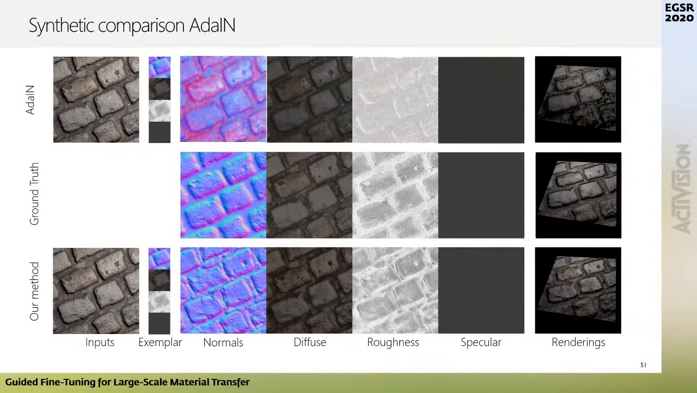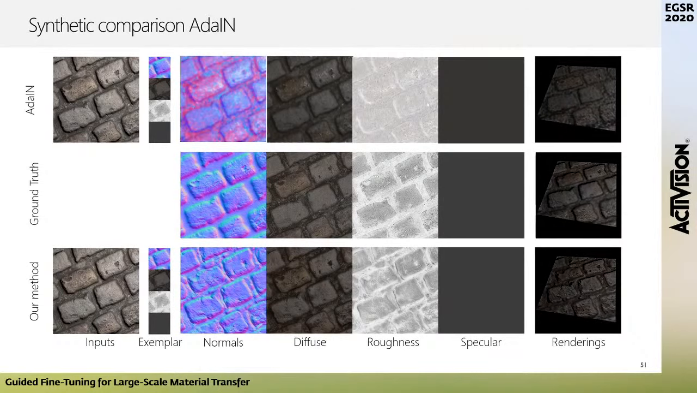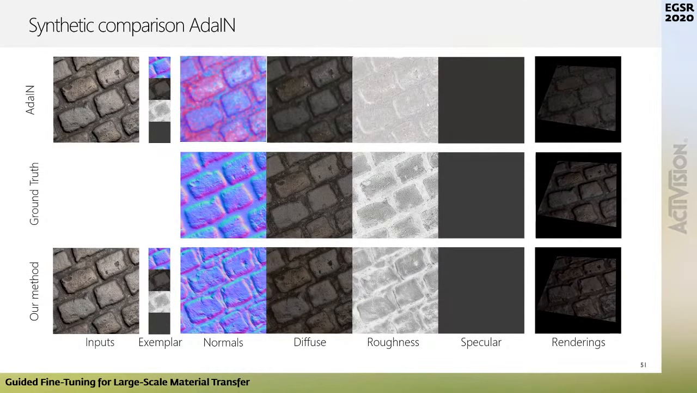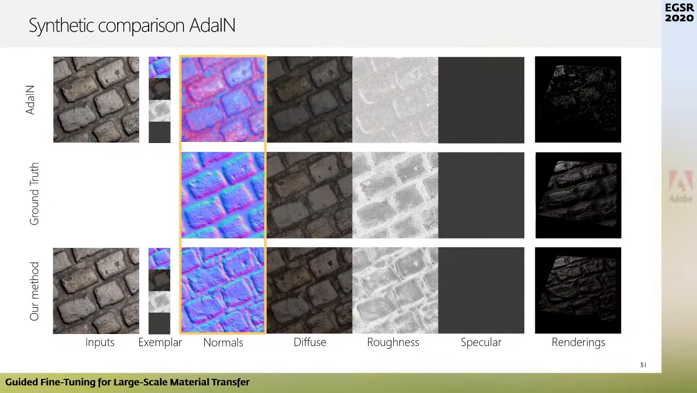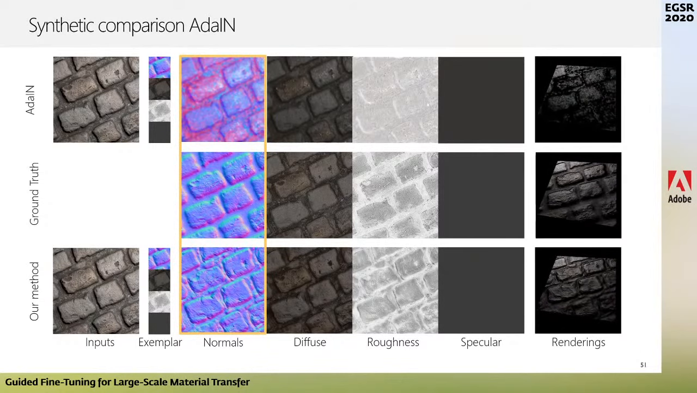We now compare two style transfer methods. Here with Adrien on the top row, which is a global style transfer method I mentioned earlier. And we see that for each parameter map, the general style is reasonable, but the local information is not well transferred, which is especially visible in the normal maps here on the left.